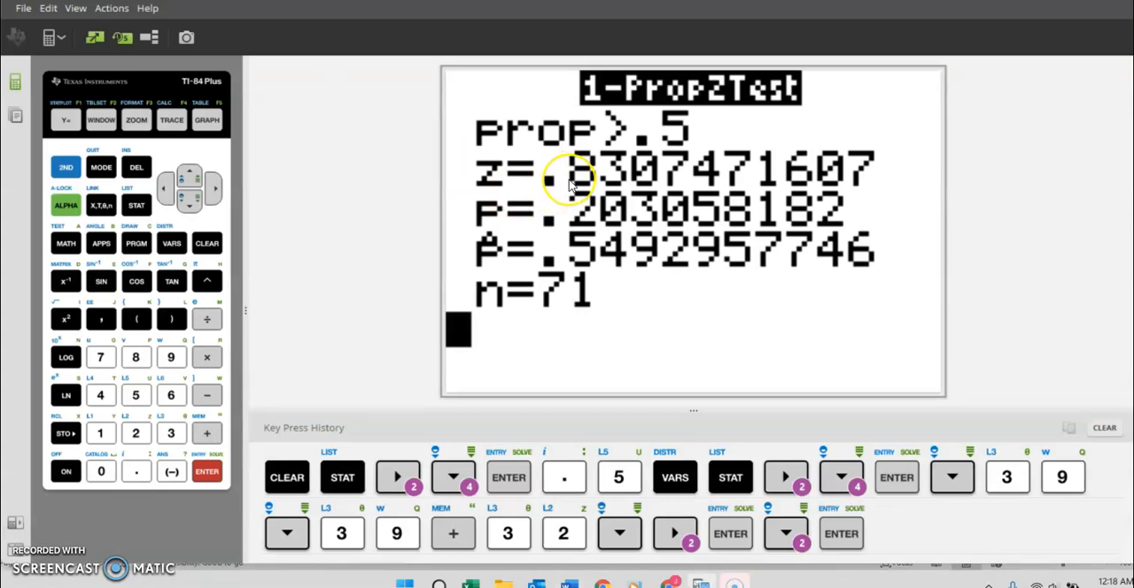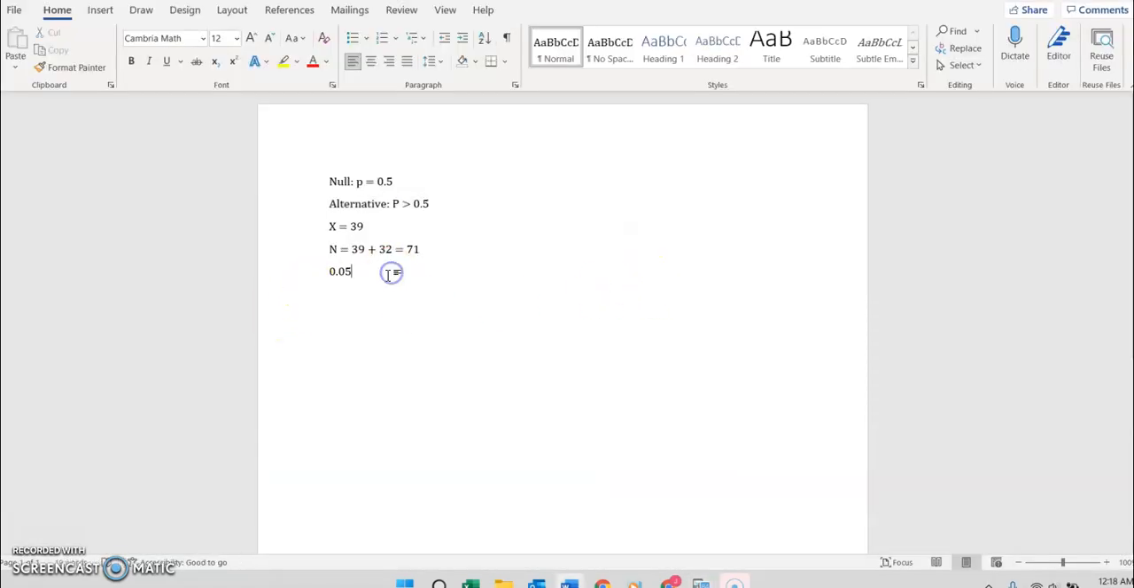Here is our z-score. So this is our test statistic, 0.83. This is our p-value, 0.2. So with p-values, you compare your p-value to 0.05. If your p-value is less than this value, you will reject. We are so not. So we would fail to reject the null.